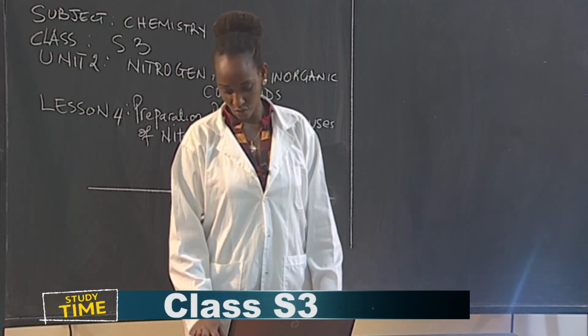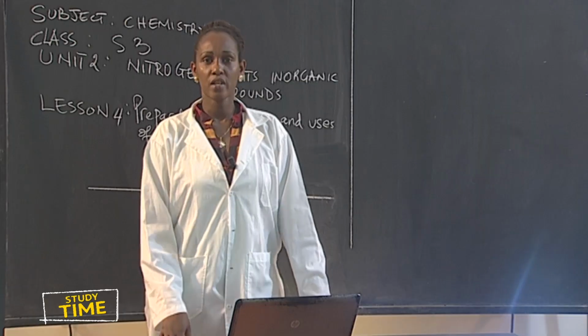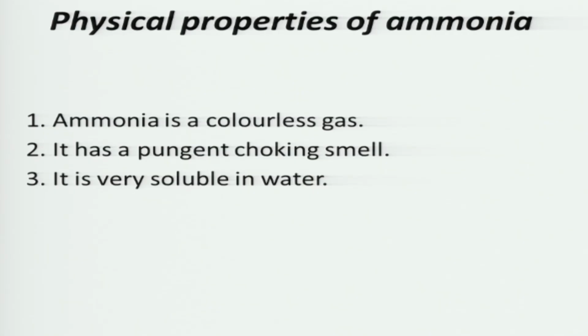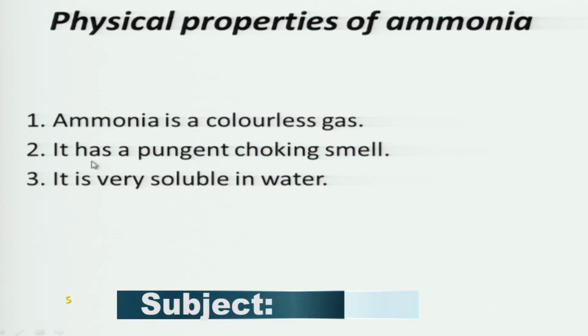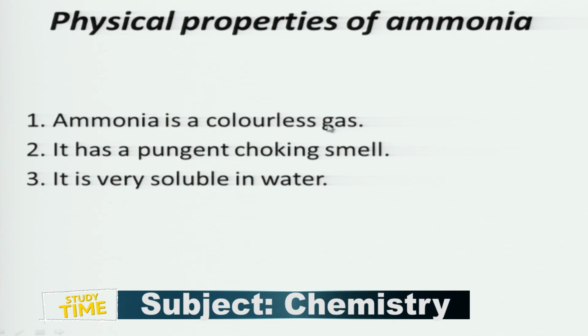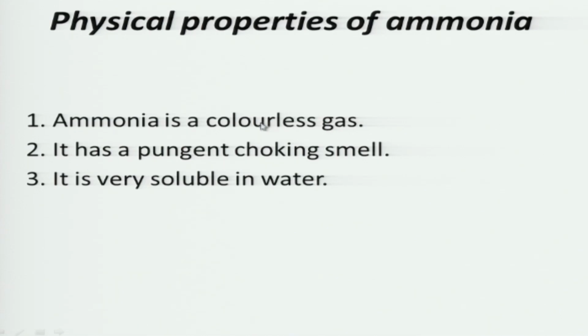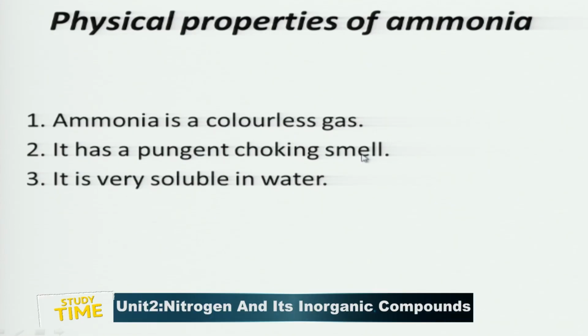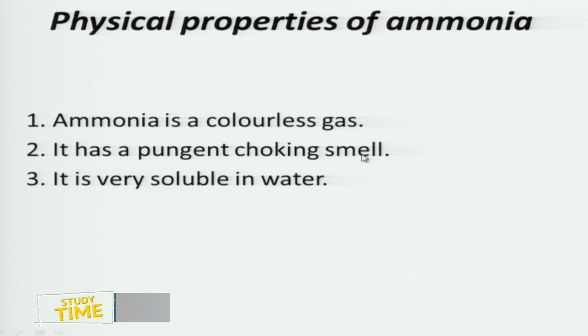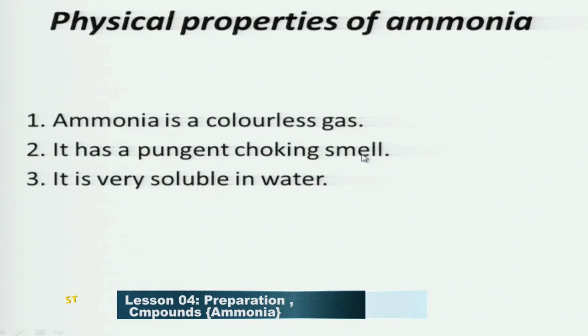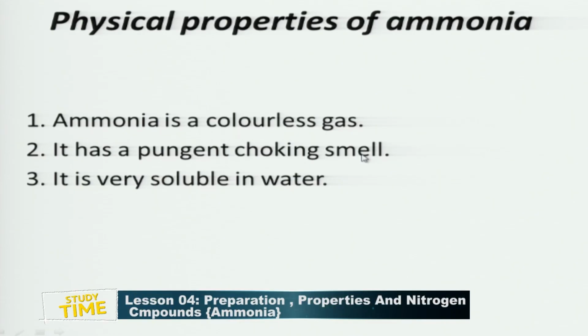Isn't it? Good. So the properties of ammonia, the physical properties of ammonia. Ammonia is a colorless gas. When it is produced, it's just a colorless gas. It has a pungent choking smell. When you pass by the laboratory and somebody is working with ammonia, everybody will tell. We know that this is ammonia, because it has that smell of a rotten egg, that choking smell. So you wouldn't like it.